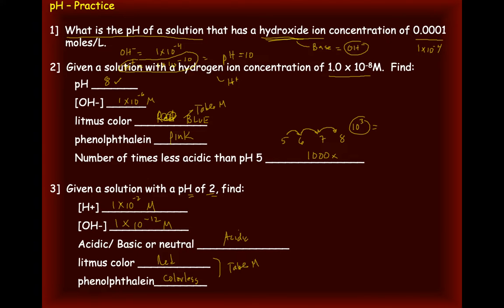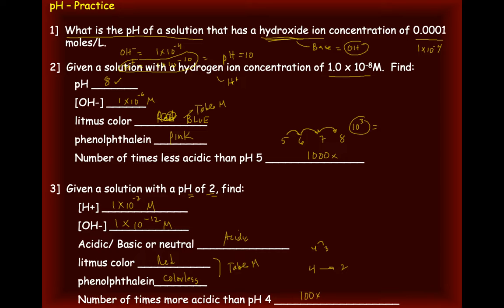Good? All right, so that takes care of pH. That's a good little practice for that. Very simple kind of thing on that. Okay, number of times more acidic than pH 4. Again, you would be 100 times more acidic, because you would be going from a pH 4 to 2, which is 4 to 3 to 2, which is times 10 times 10, which is 100 times. So just be careful on these type of questions.